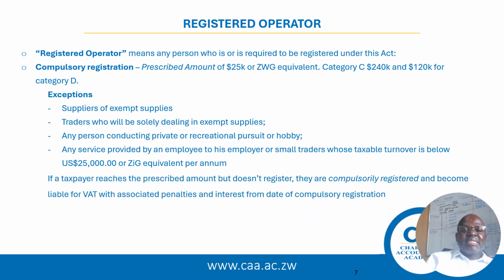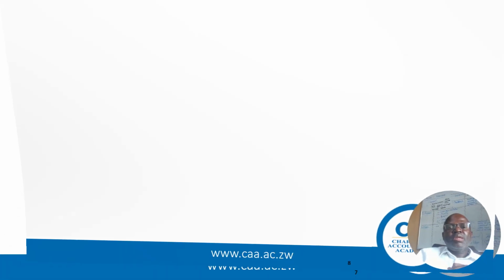So if a taxpayer reaches the prescribed amount but doesn't register, they are compulsorily registered and become liable for VAT with associated penalties and interest from the date of compulsory registration. In your examinations, if the scenario is silent on whether the person was registered or not, but you can tell that the threshold, the prescribed amount, was exceeded, you must treat that taxpayer as a registered taxpayer.